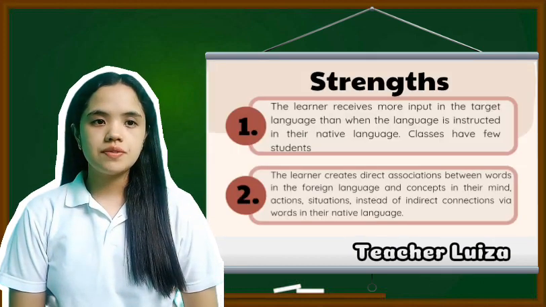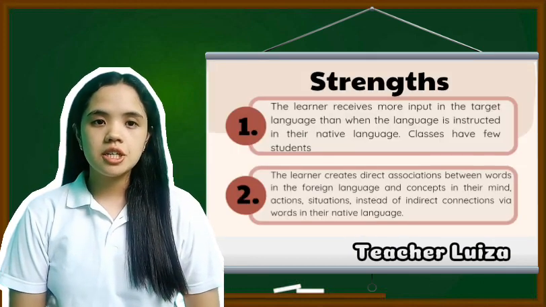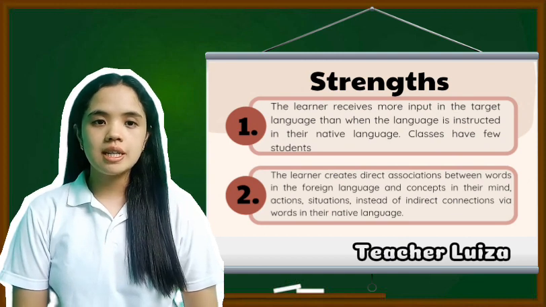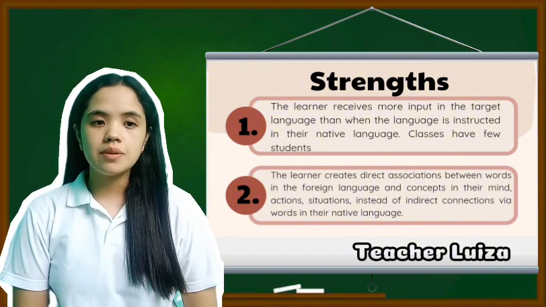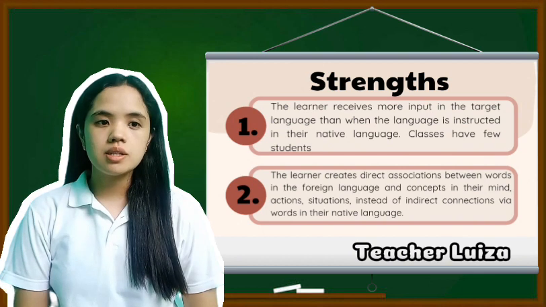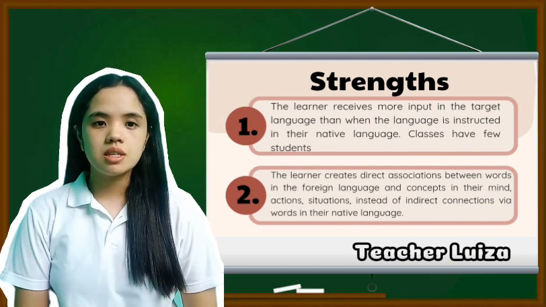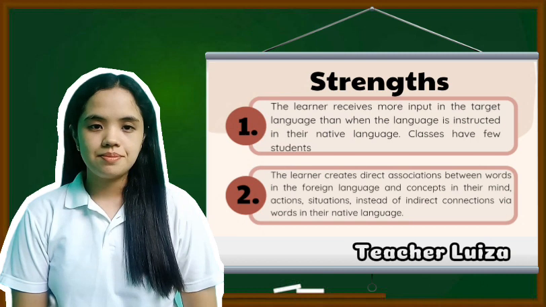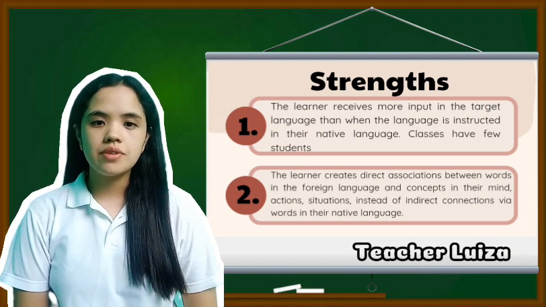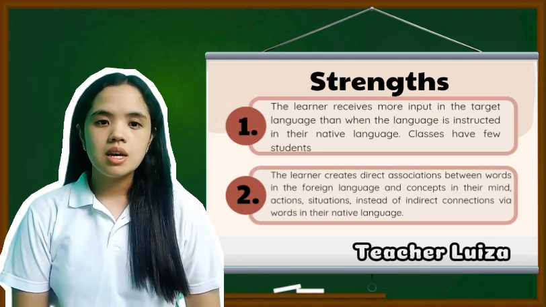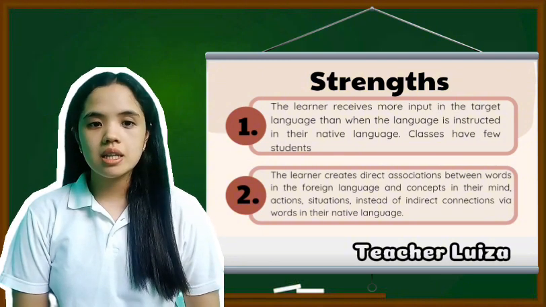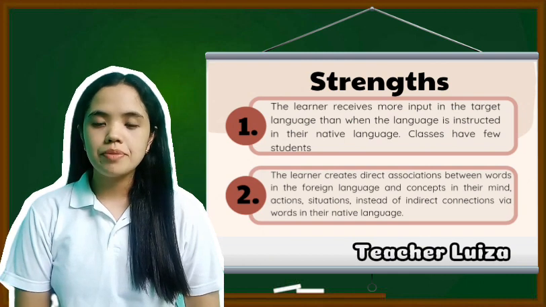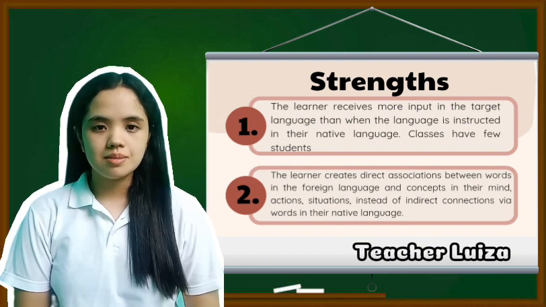These are the strengths of the direct method. First, the learner receives more information in the target language than when the language is taught through the native language. The next is the learner creates direct associations between words in the foreign language and concepts in their mind, through action and situations instead of indirect connections by words in their native language. This can be important when words in a target language are difficult to map to words in a native language.